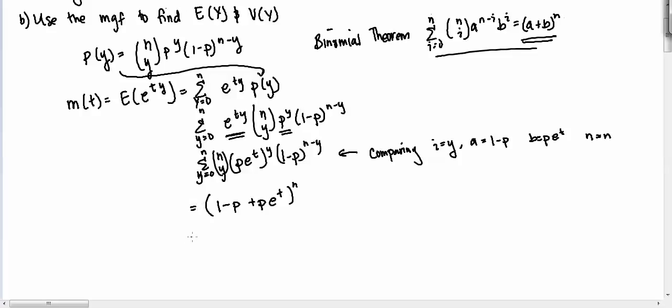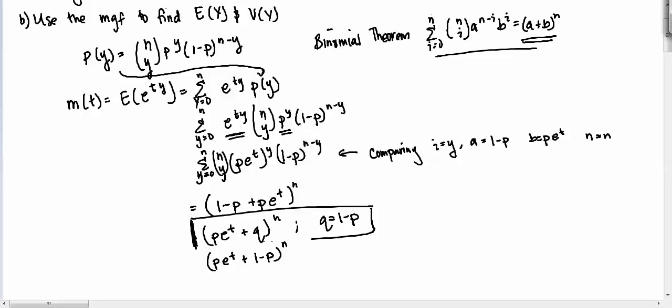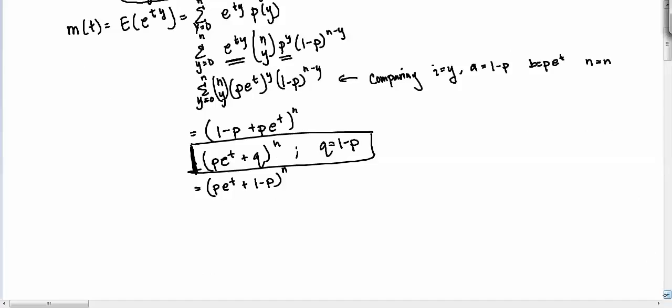The way I normally see it is p e to the t plus q, where q is equal to 1 minus p. I think that might even be what we need to prove. But essentially that's the same thing. It's p e to the t plus 1 minus p. I think this is technically the best answer. I like thinking of it like this. I think it's all the same in the end.